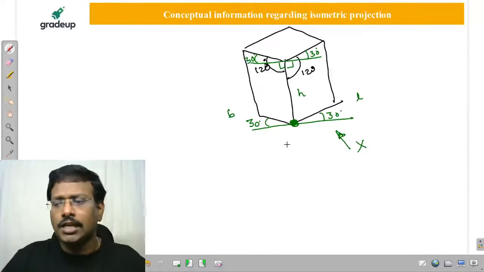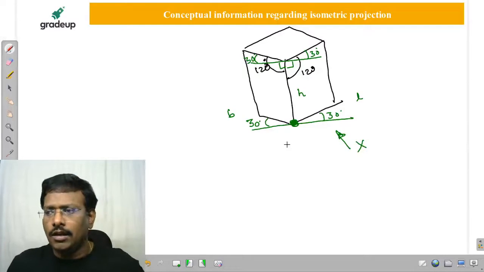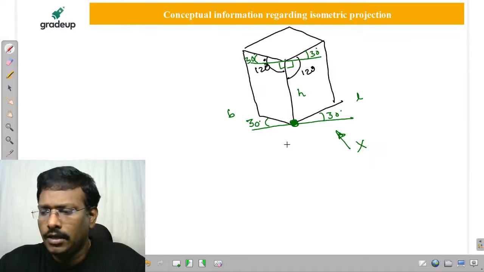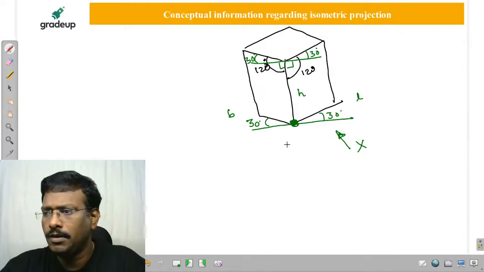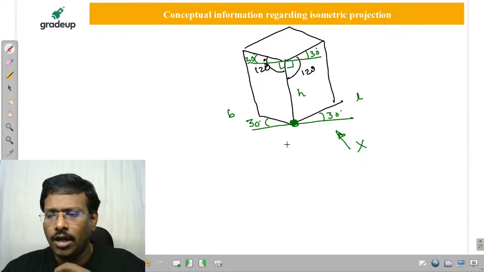Up to this, is it understood or not? Tell me. Then I will enter into the next element. Quick, I don't want much delay.